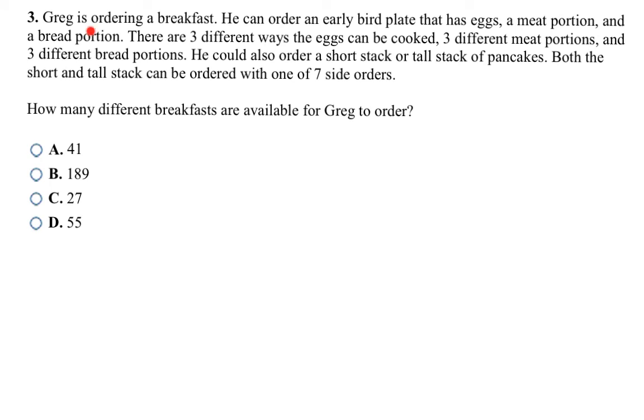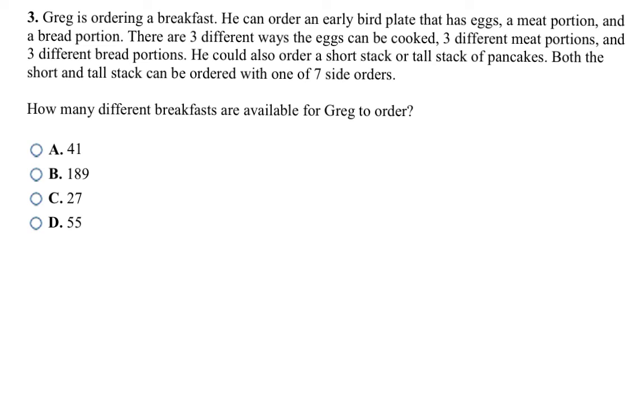Here, Greg is ordering a breakfast. He can order an early bird plate that has eggs, a meat portion, and a bread portion. There are 3 different ways the eggs can be cooked, 3 different meat portions, and 3 different bread portions. He could also order a short stack or tall stack of pancakes. Both of the short and tall stack can be ordered with one of 7 side orders. So how many different breakfasts are available to Greg to order?